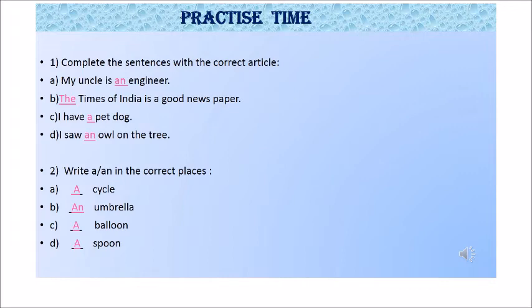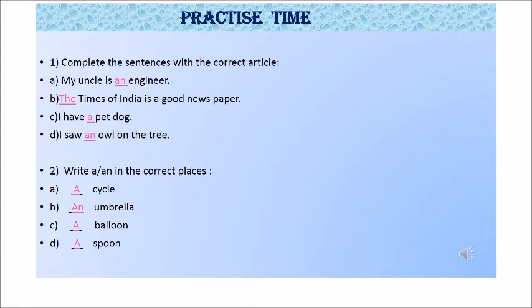Next is, I have a pet dog. Why have I written "a" over here? I have written "a" because pet is a word which starts with the consonant letter P. Next, I saw an owl on the tree. Owl, as I showed you the picture of an owl in my previous slide, children. So, owl starts with the vowel letter O. So, here we have written "an owl".